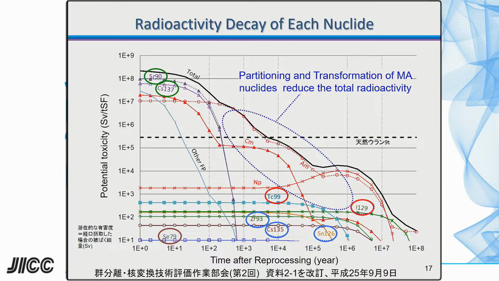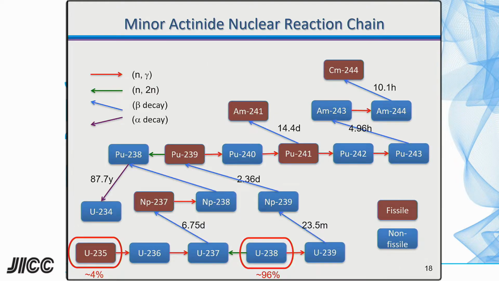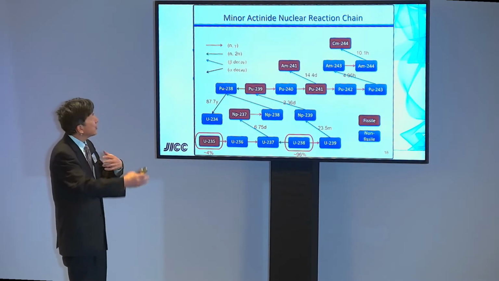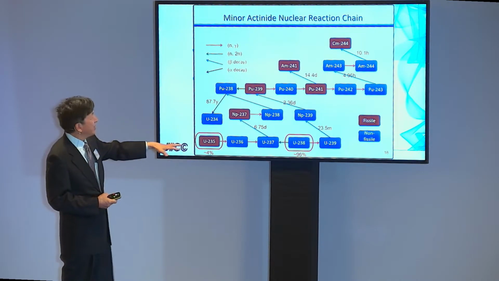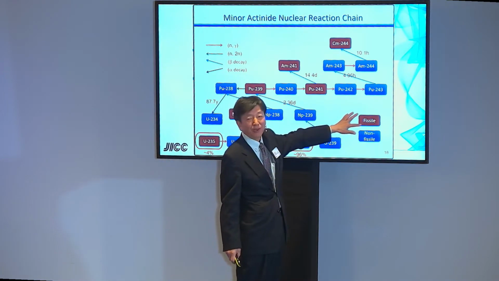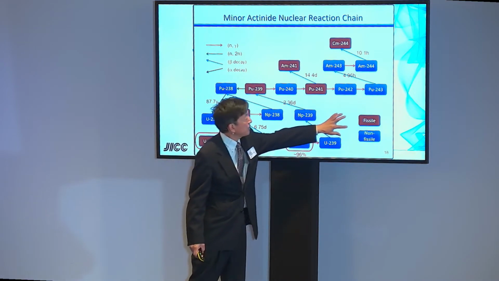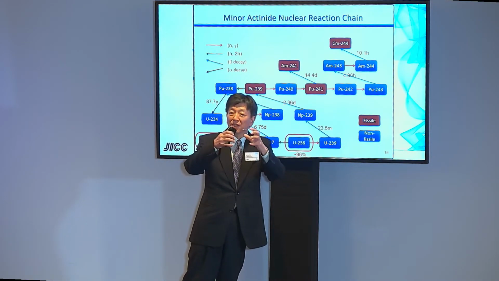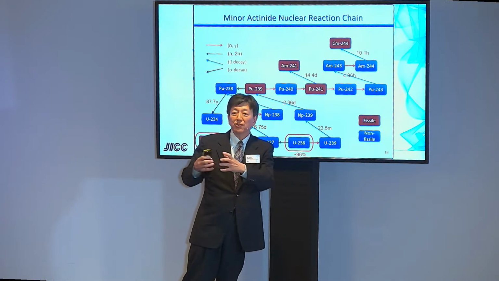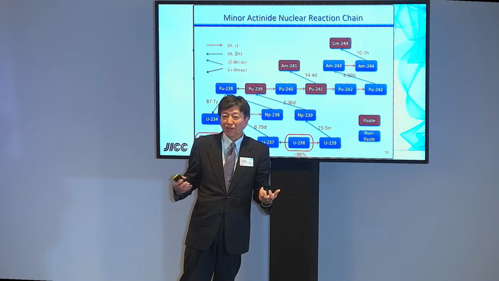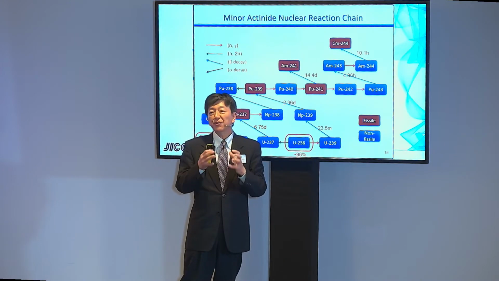After several hundred years, the dominant radioactivity comes from americium and curium and so on. Again, a difficult figure, but it is a fission chain, a reaction chain of the minor actinides. In this figure, this color is fissile. The blue ones are not fissile. So, if we put these colored elements in the nuclear reactor system with fast neutrons, they fission and are converted to elements with shorter halving times.